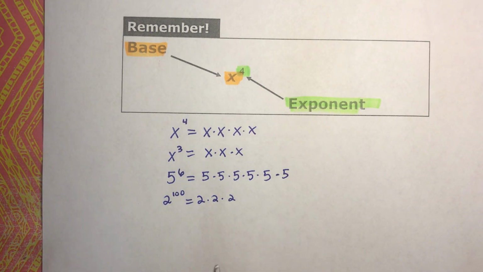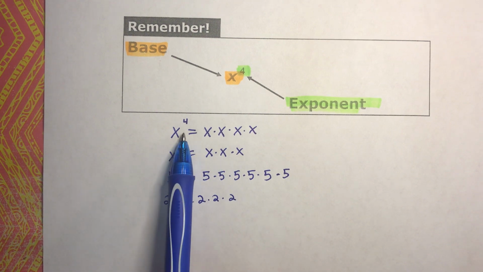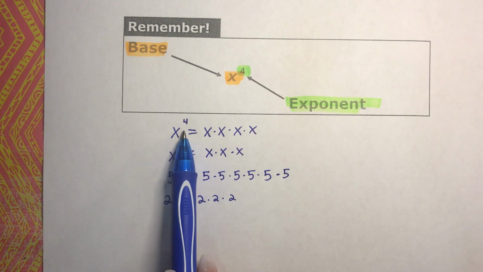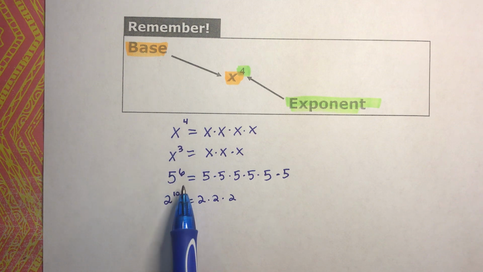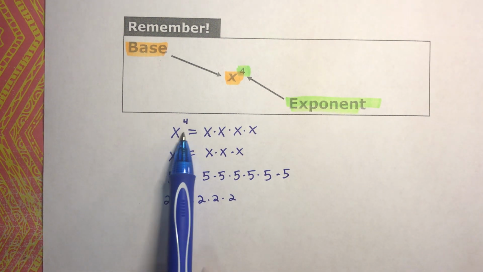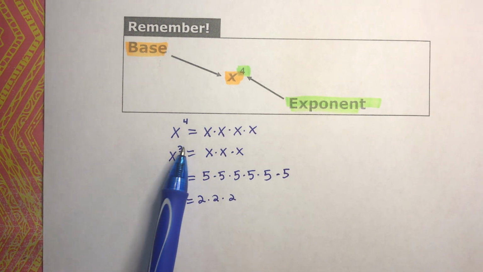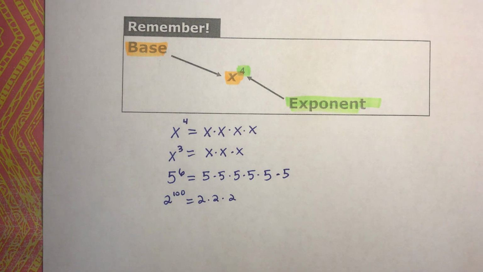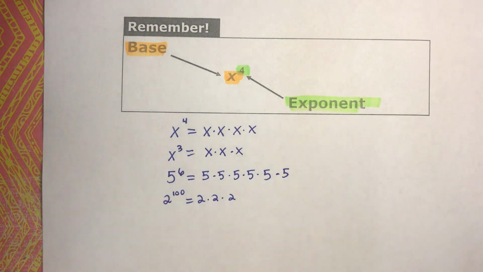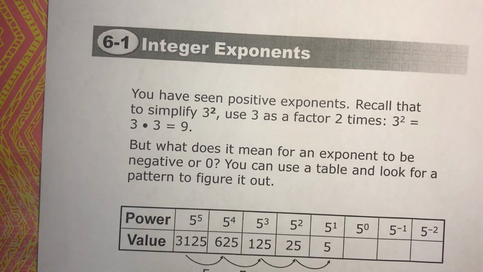So what is this about? This is about having integers in the exponent. So we know what happens when there's a positive, right? All these are positive integers. But we're going to look at what happens when there's a 0 in the exponent. What happens when there's a negative number in the exponent? Okay, so let's just go ahead and explore this a bit further.